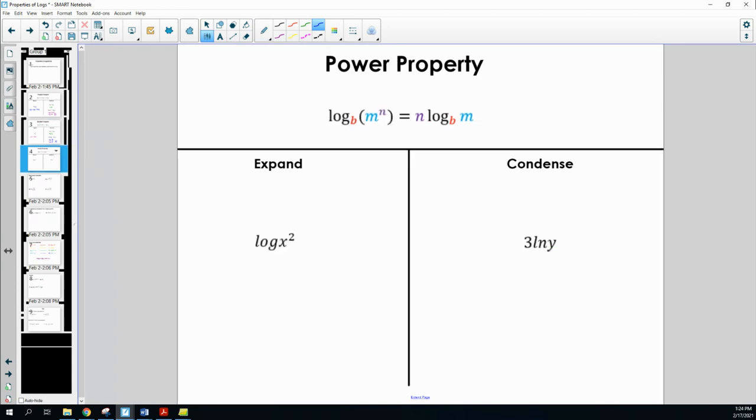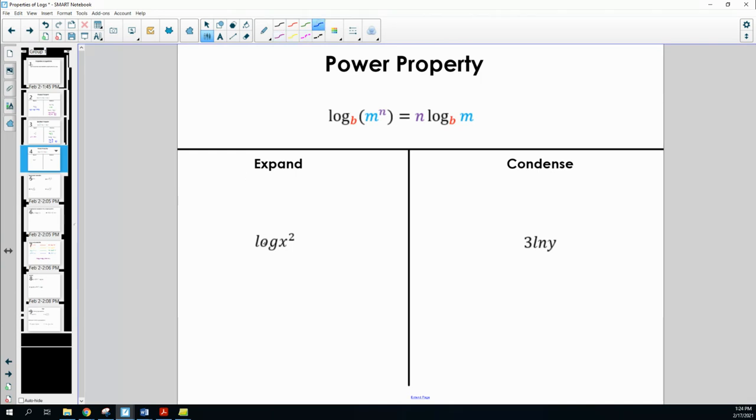The last important property is the power property. So that's saying that if you have a log of something that has an exponent, the exponent can be brought down in front of the log. And same thing for the other way around for condensing, but we'll talk about that in a minute.